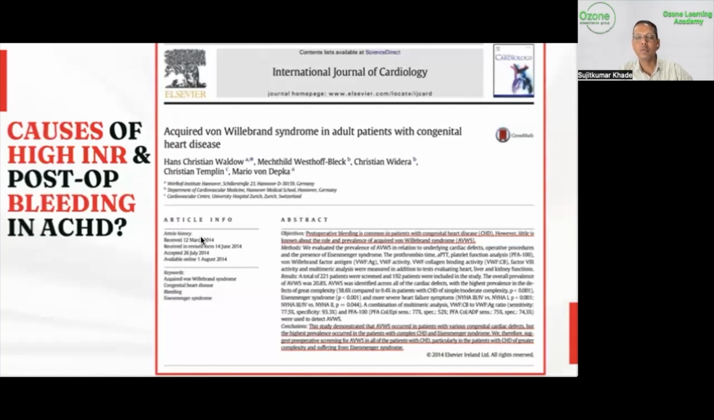So this patient had greater complexity, but we did not screen the patient for coagulopathies, and I think it was necessary as the INR was high even after 3 doses of injection vitamin K.